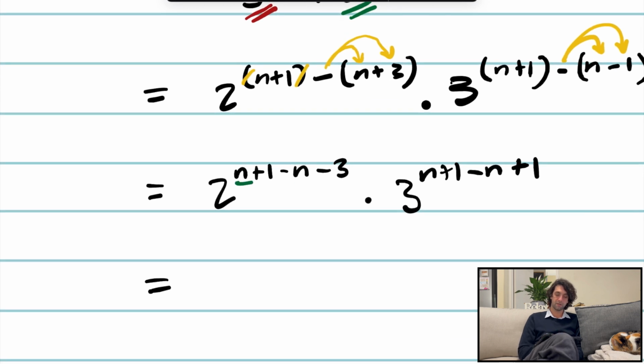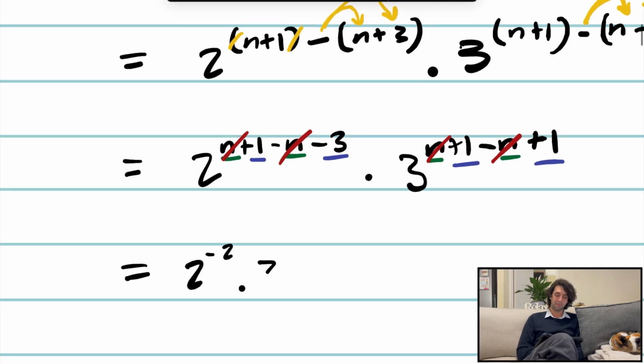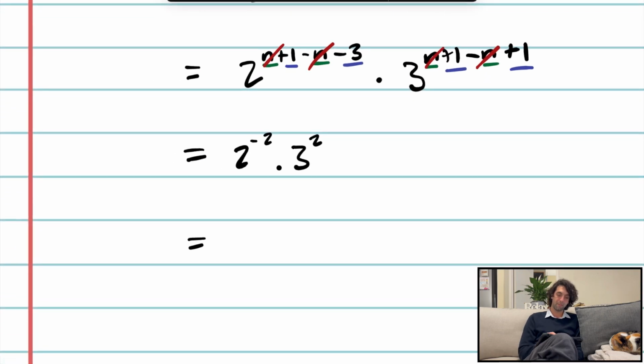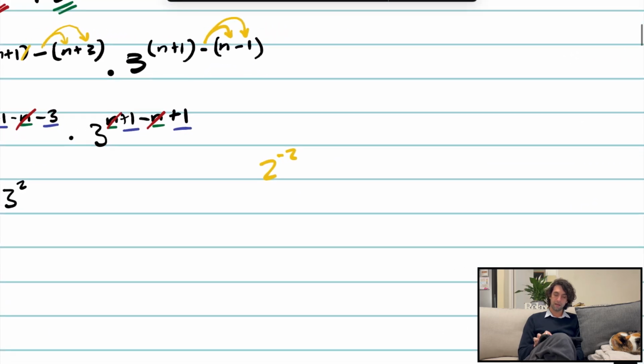Just going to quickly look for my like terms. I have n's over here and I have constants over here. Notice how my n's typically always cancel out, the positive and the negative n's. And what am I left with? I'm left with 2 to the power of negative 2 multiplied by 3 to the power of 2. Okay, we aren't done here yet. I am identifying that I have a negative exponent. Okay, and 2 to the power of negative 2 is going to become 1 over 2 squared, which is the same as 1 over 4.